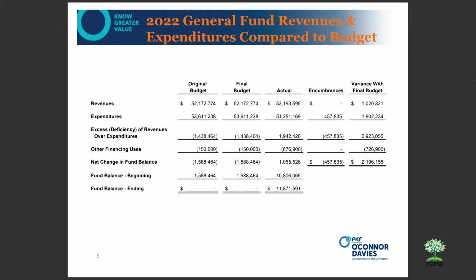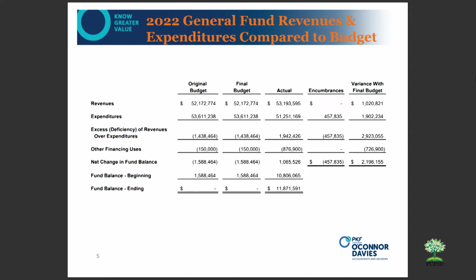So the combination of the revenue coming in better and expenditures coming in less, what you see at the bottom of the first two columns is that when you adopted the budget and the voters approved the budget, you actually expected to utilize about $1.5 million of fund balance. If everything came in according to plan, there would have been a planned drop in fund balance of $1.5 million in both the original and final budget.